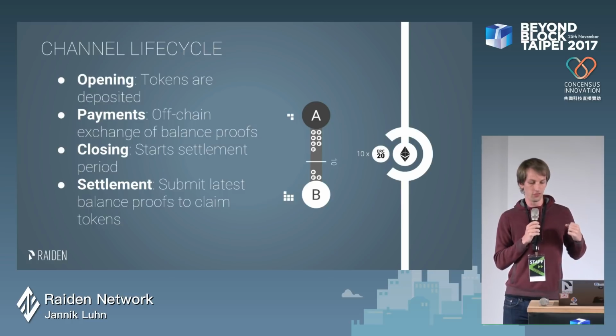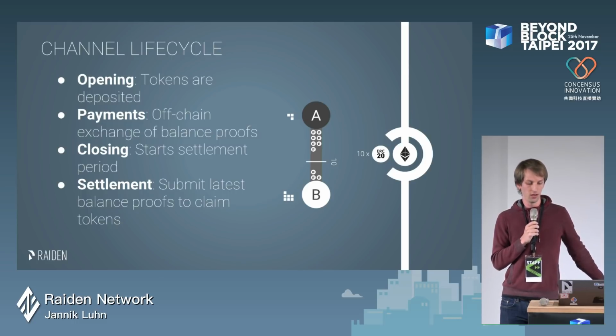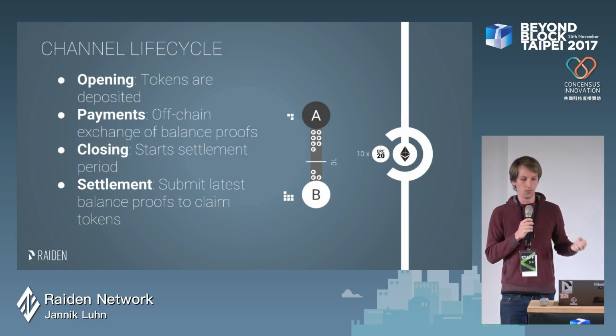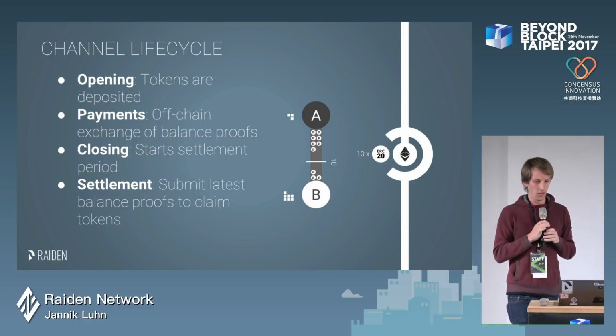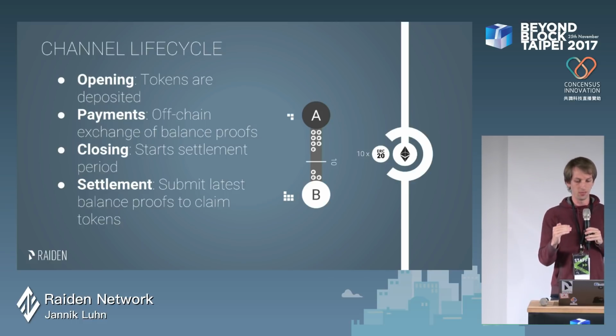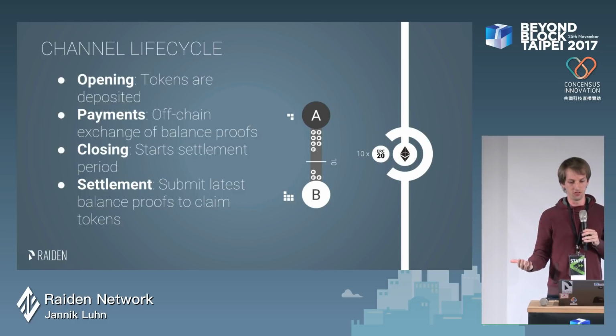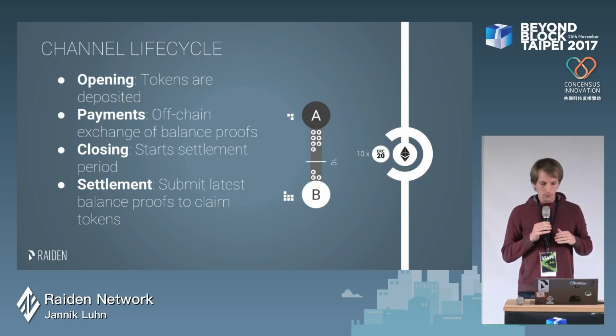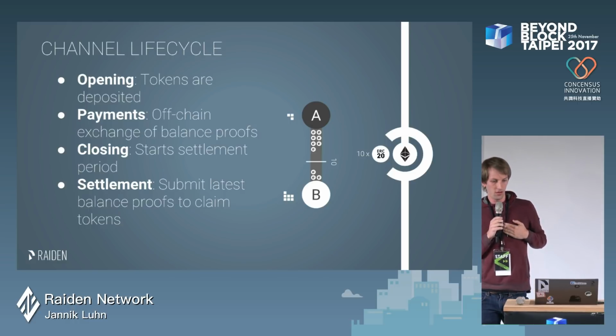both parties always have cryptographic proof of how many tokens they have left, and in the end, if they want to get the tokens back, they can go to the smart contract in which the tokens are locked and submit these balance proofs to claim the tokens and get them back. And for that, they have to close the channel first to start the settlement period so that the other party has a chance to get their tokens as well. And in the settlement period, they can claim their tokens. And then the channel is closed again. Okay, so that's how it works.